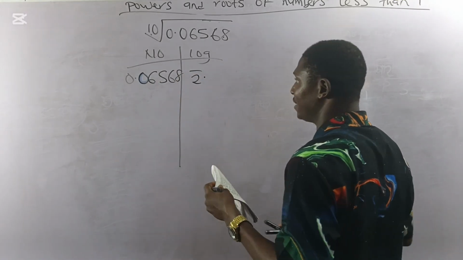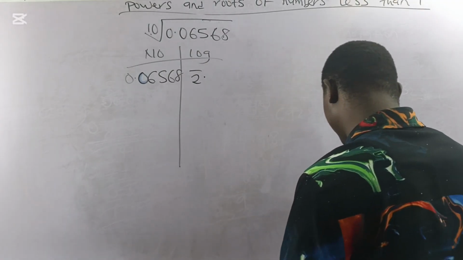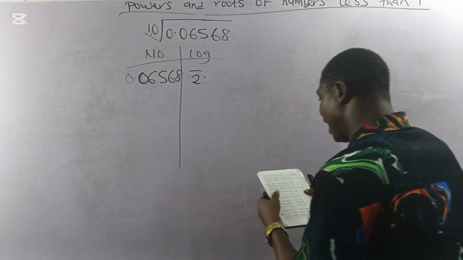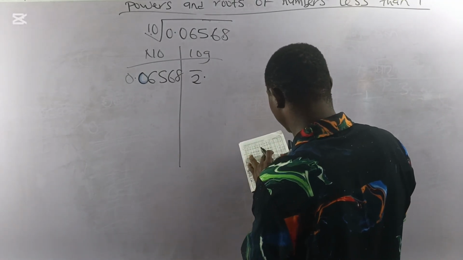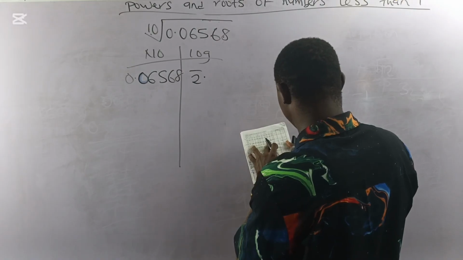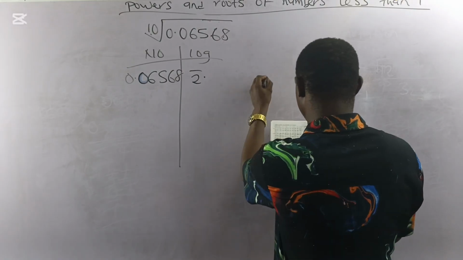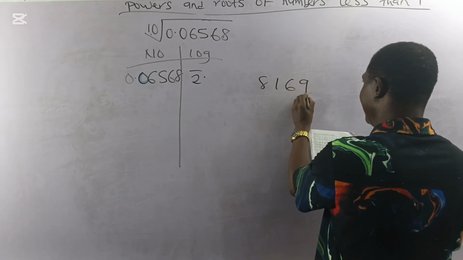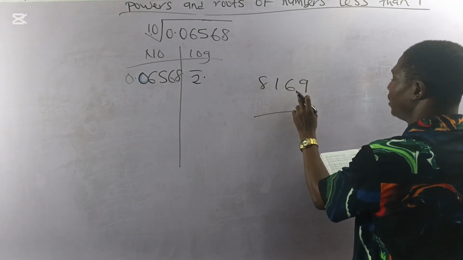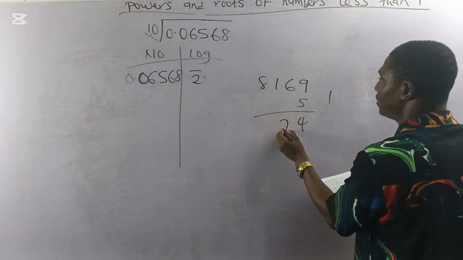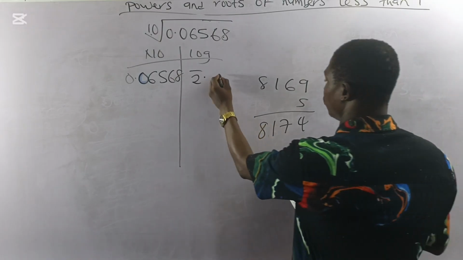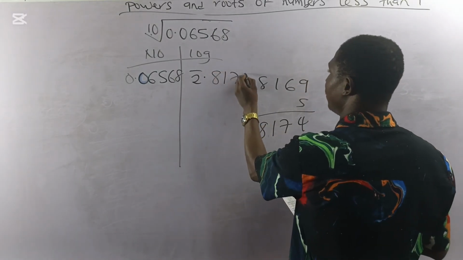Then we look at 65 under 6, difference 8. Difference 8 here is 5. And 65 under 6 is 8169. So we have plus 5. This will give me 14, 4 carry 1, 7, 1, 8. So we have 8, 1, 7, 4.